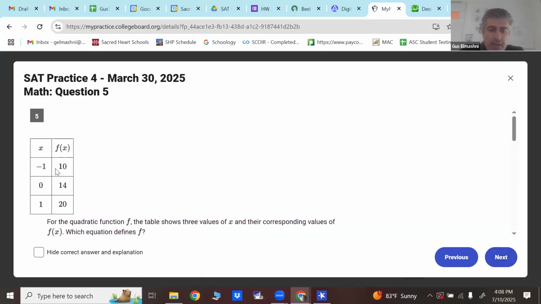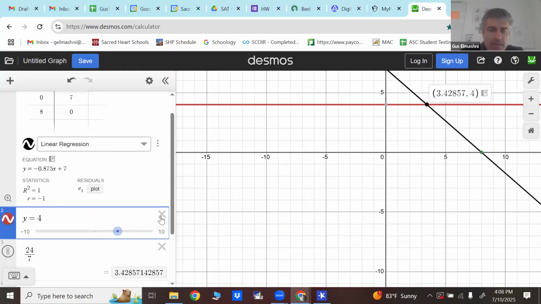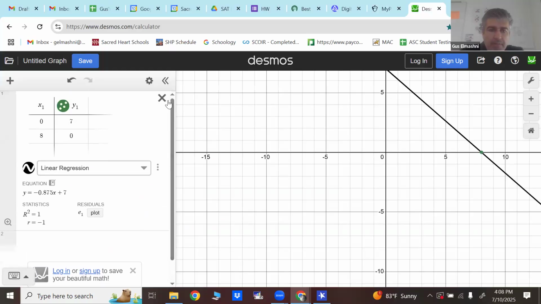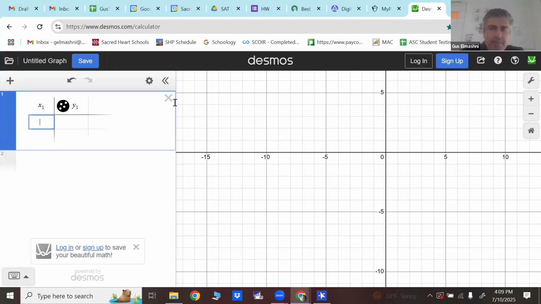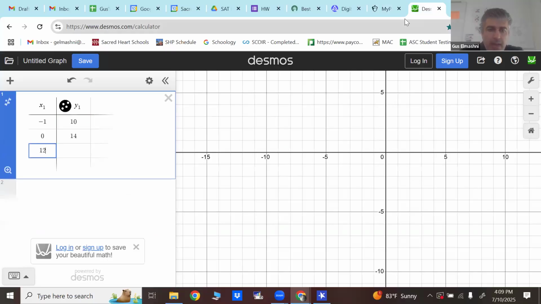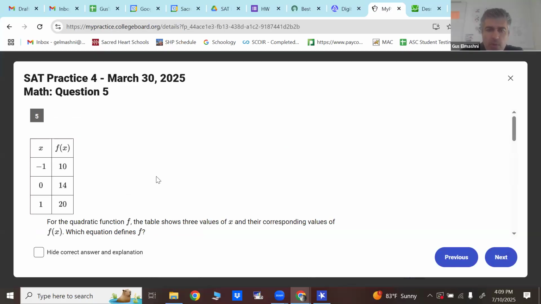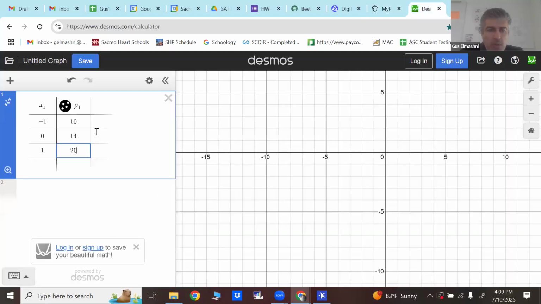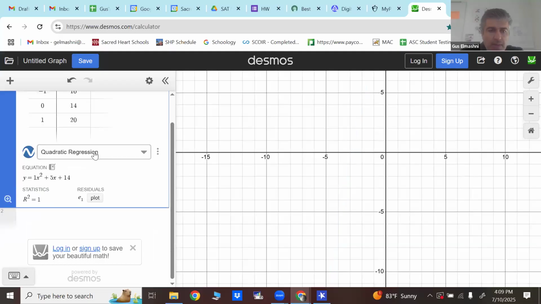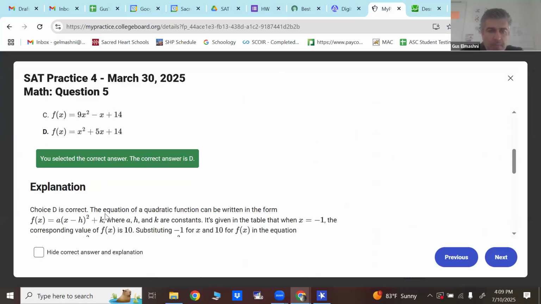Same thing again. They ask which of the following equations defines this table? Well, just go back here again, type in table, negative 1 and 10, 0 and 14, 1 and 20. Now, very important, these equations are all quadratic because they have squares in them. So I don't want linear. It's going to give me linear initially. Switch that to quadratic. And there's your equation, x squared plus 5x plus 14. So it's going to be D.